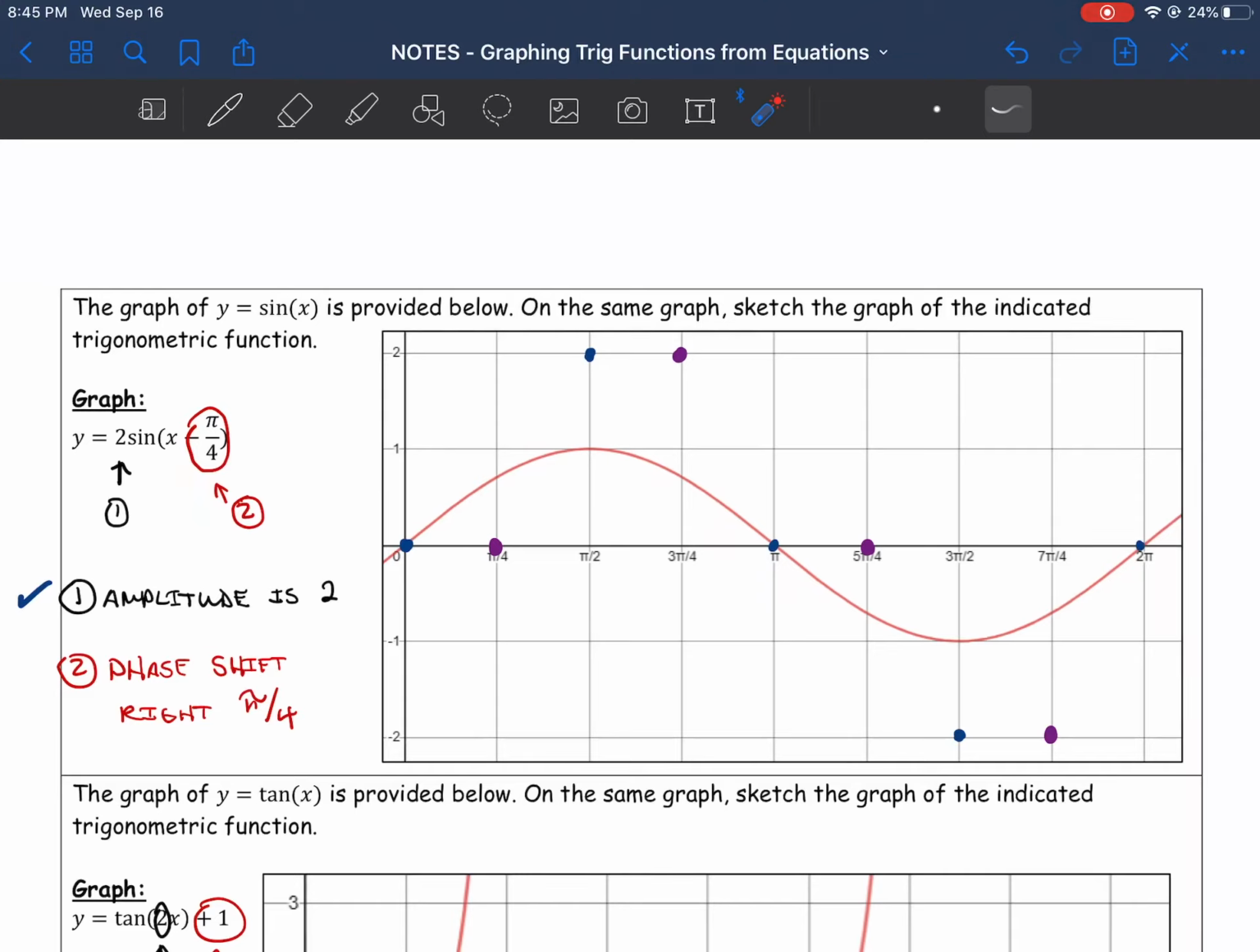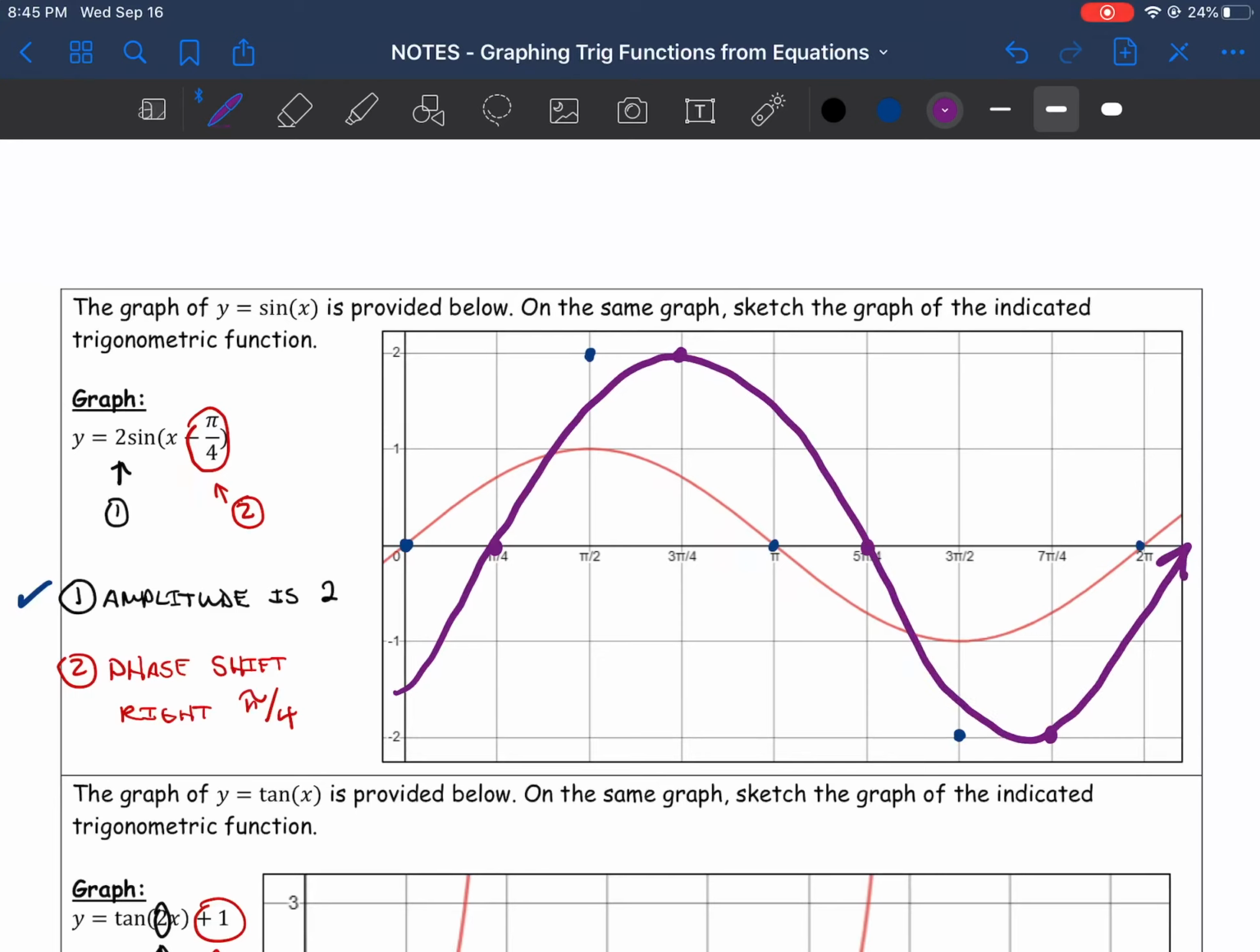And now let's take these points and connect them with a smooth curve. I'm going to graph this in purple, and we would get something like that. Once again, I'm going to use black to make those key points stand out. What I would really be looking for on a test or a quiz, especially for problems that have short answers, is certain points placed in the correct spots.